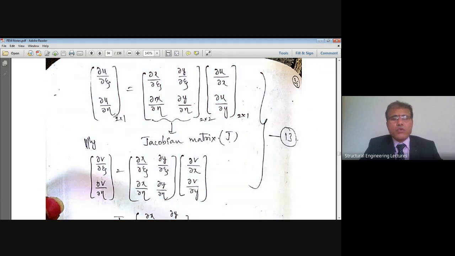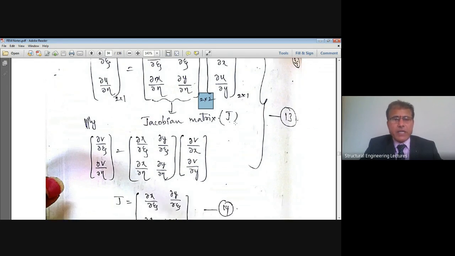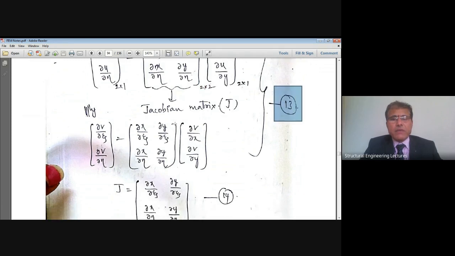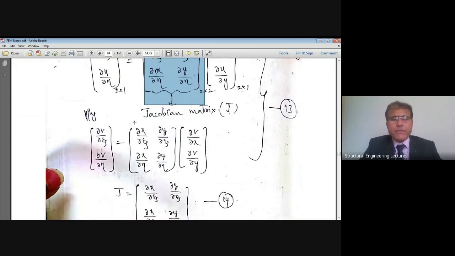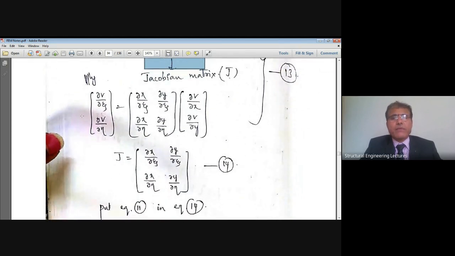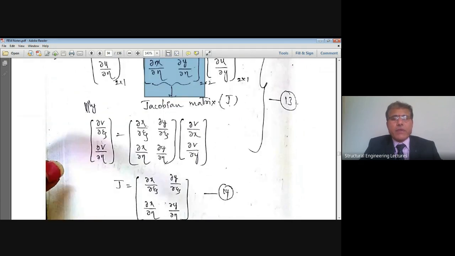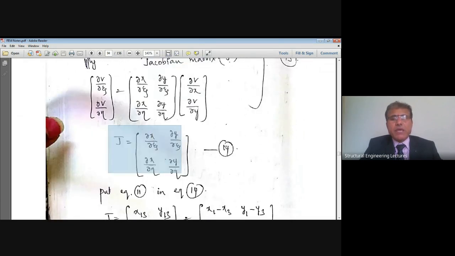That is how this 2 by 1 vector is written as a product of two matrices, a 2 by 2 operated upon a 2 by 1 matrix, right? Let us say this is the 13th equation, where this 2 by 2 matrix is called a Jacobian matrix, notated by J, right? J, where that Jacobian matrix is given by dou x by dou xi, dou y by dou xi, first row. The second row is dou x by dou eta, dou y by dou eta. Let us say this is equation 14.